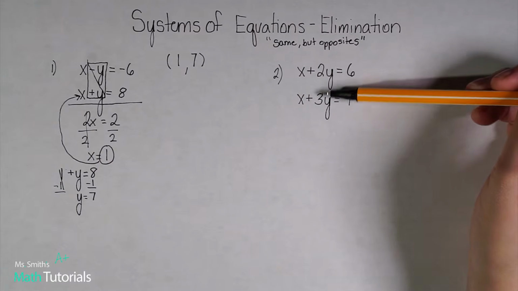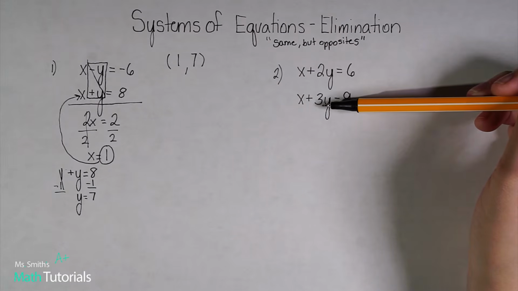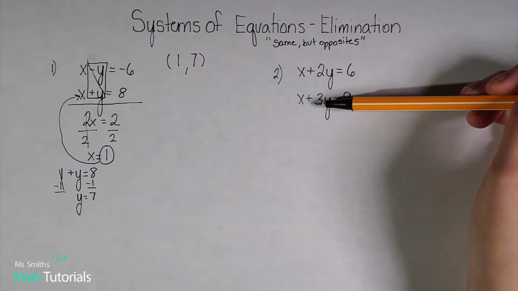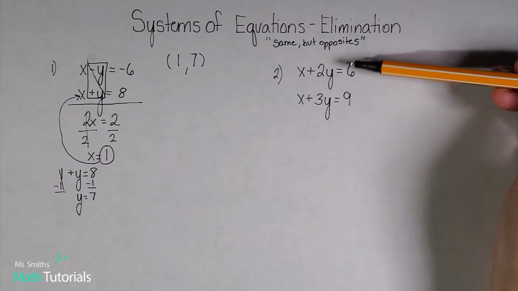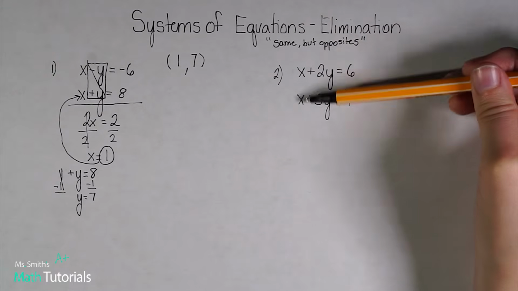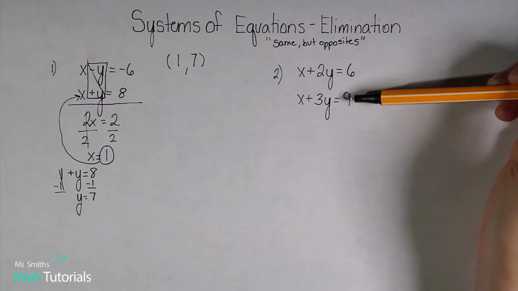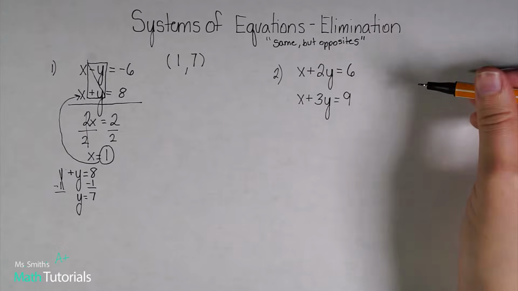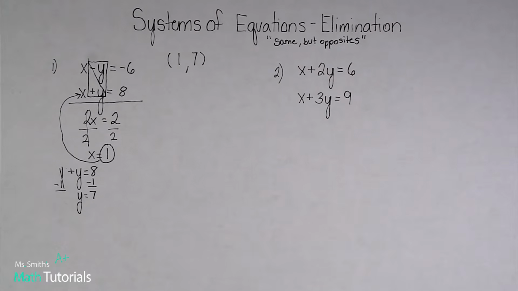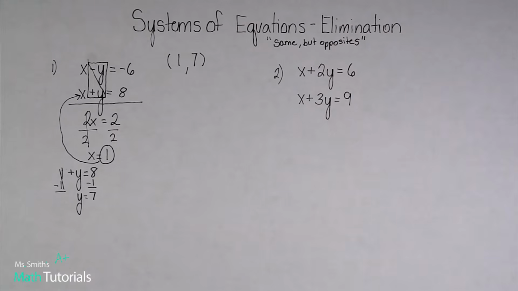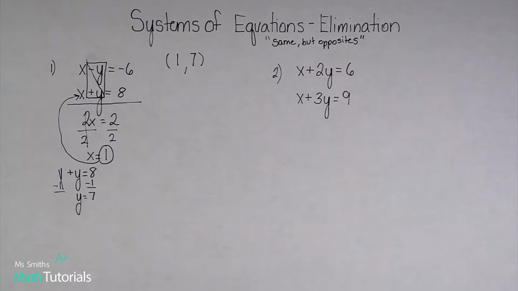Looking here, not the same, and also not opposites. They're both positive. We do not care about the constants. I'm solely targeting the x's and the y's. So don't worry about your constants. We're just looking here. So I don't have same but opposites. So I need to create a situation where I do have the same but opposites.